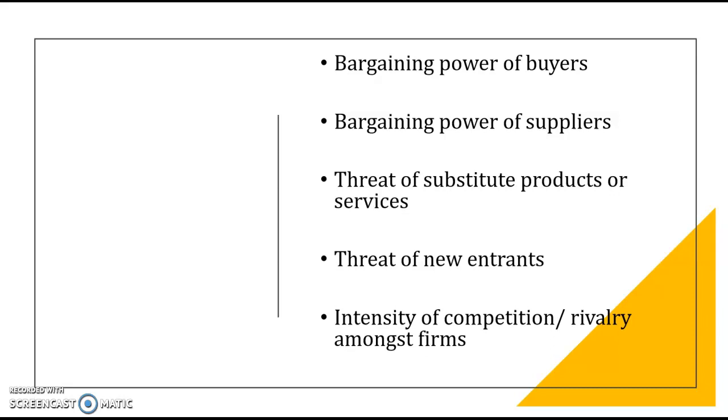Next is the intensity of competition, or rivalry amongst firms. Intensity of competition is about how firms negotiate, and what range they occupy when they produce a particular product. If the same type of product is being produced and sold in the same market by two or three firms, then there is cutthroat competition.